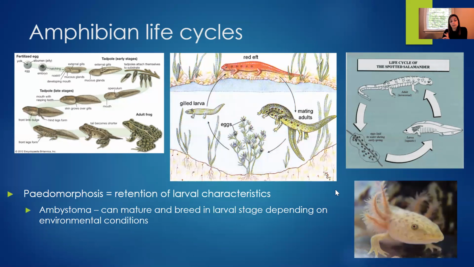And then one exception to the normal rule, ambystomatids, they have their egg stage, then they have their aquatic larval stage. Sometimes they're able to actually breed in this larval stage, depending on environmental conditions. So that's a possibility, but generally the breeding happens in that adult stage.